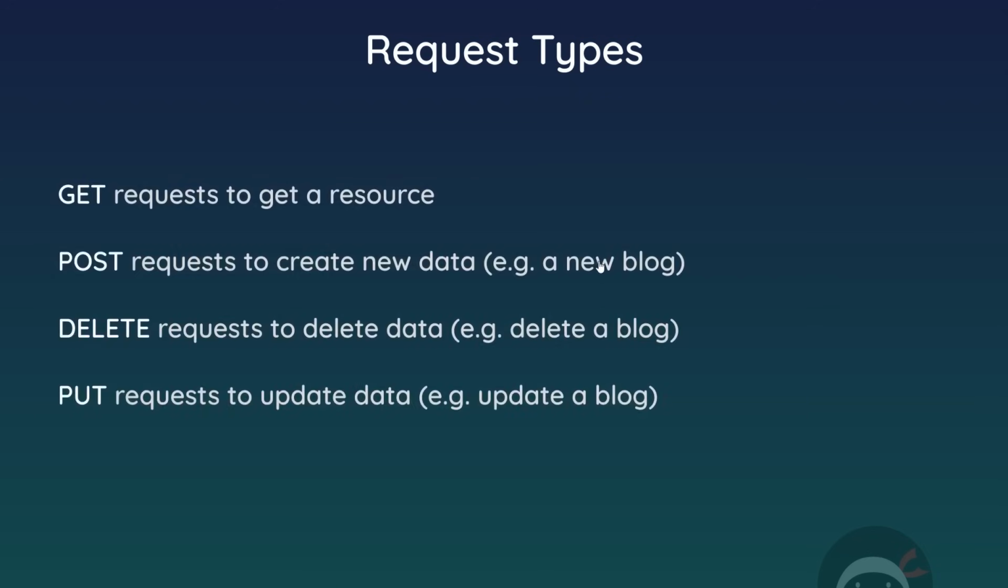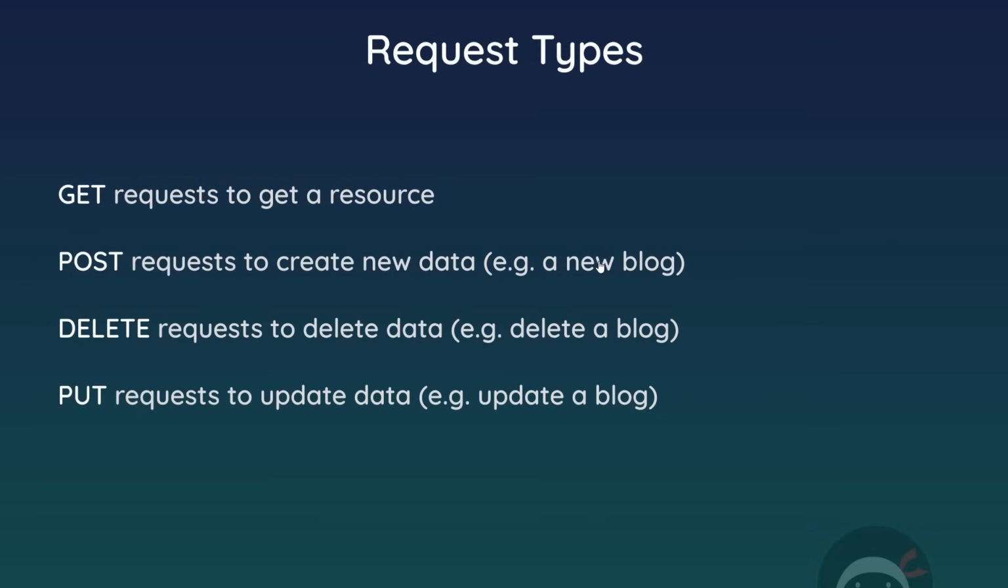So we have GET requests to request data from the server. We also have POST requests to create new data in our database. So typically when we have a web form and hit submit, then we send a POST request to the server with that new data and it can be added to the database. We also have delete requests to delete data, for example, deleting a single blog document from the database. And we also have put requests to update existing data.